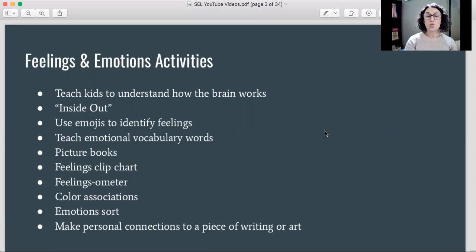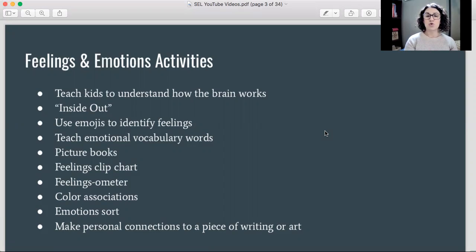First and foremost, we need to start helping our kids understand how their brain works. If we want them to understand why they're feeling a certain way, or why they are emotional over this thing or that thing, then we need to teach them what is happening in their brain and how their brain is processing these things. So that is probably one of the most, if not the most important thing that we can do with our kids.